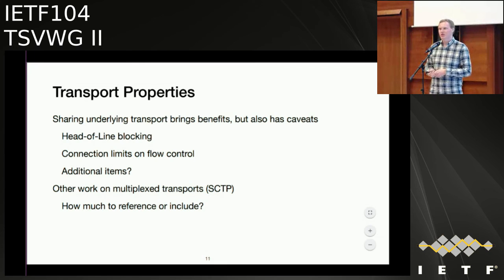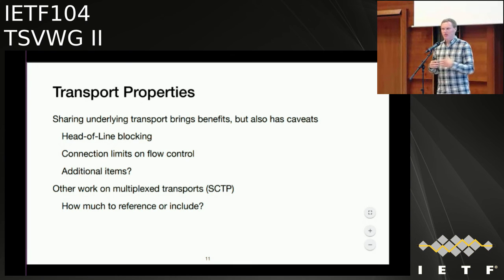I have an additional items bullet here, as there are probably other things that come up. I know we have a draft that we talked about previously, I think in Montreal, about encapsulating other things within TCP. That hit upon some of the same concerns, now you're multiplexing multiple flows over a single underlying flow. So this may be somewhat of an extension of that conversation. We also had a question of how much we want to make this more generic to discuss how this applies to many other multiplex transports like SCTP, et cetera. How much do you reference that, include it, talk about it?